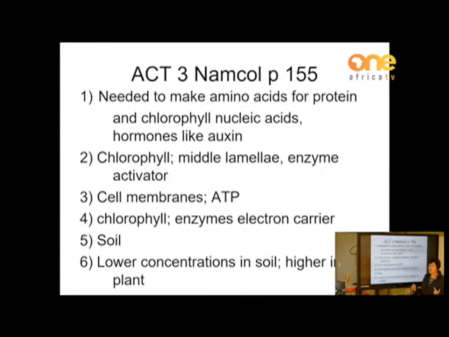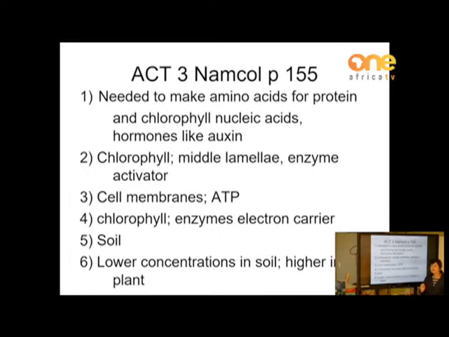And the last one was iron. Chlorophyll, enzymes and acting as electron carriers. Where are all these mineral ions coming from? It is coming from the soil. There's no other way a plant can absorb the very important mineral ions.